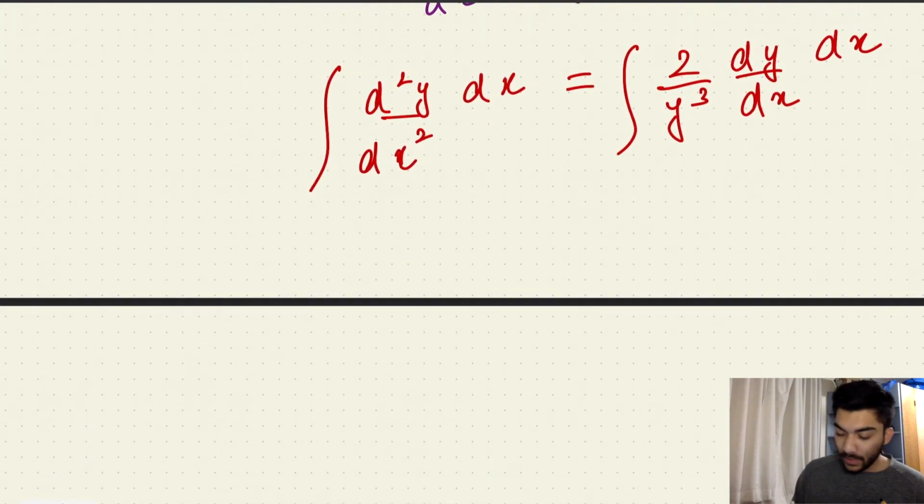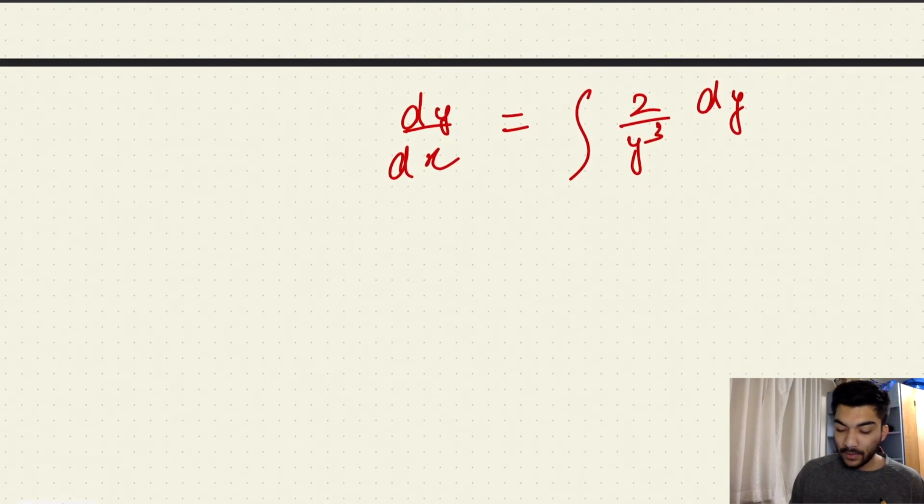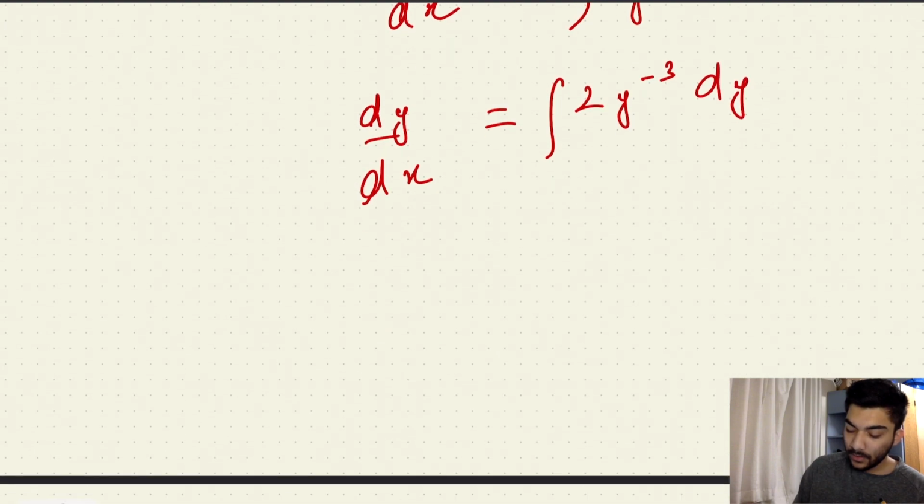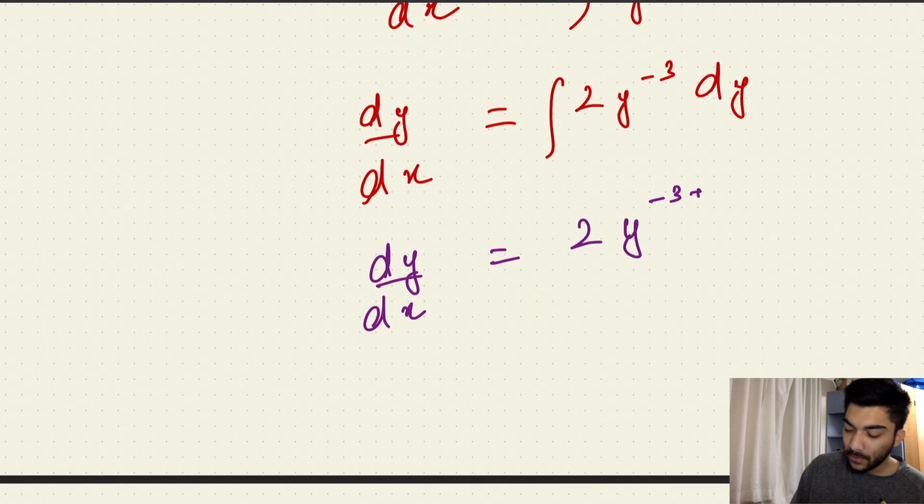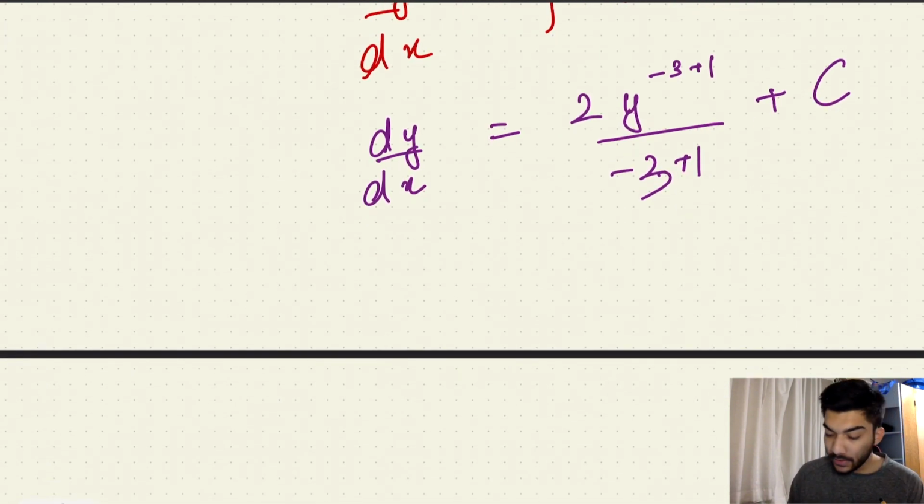On the left hand side we'll get dy by dx. On the right hand side we will have the integral of 2 upon y cube dy, right? So now this is an easy integral on the right hand side. It's basically 2y to the power minus 3 dy. So if we solve this, it will be simply dy by dx equals 2 times y to the power minus 3 plus 1 upon minus 3 plus 1. And we'll also add the constant of integration over here.